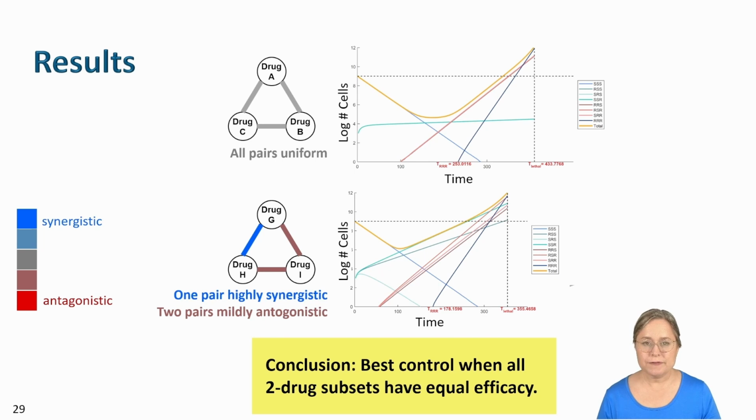The uniformity of the pairwise drug interactions and the efficacy of the 2-drug subsets do affect the evolution of drug resistance. These plots show cell numbers over time. The y-axes are log-scaled, so the exponential growth looks linear.